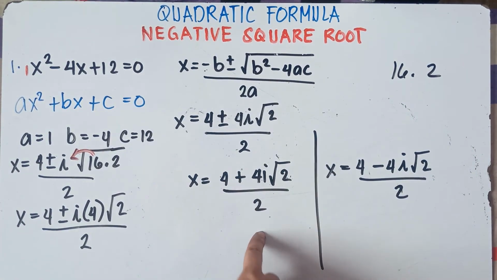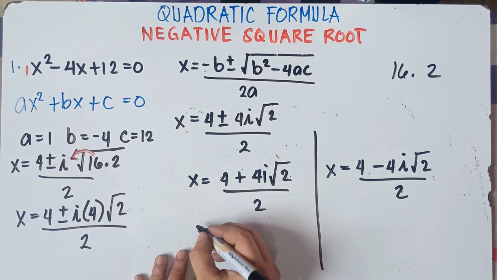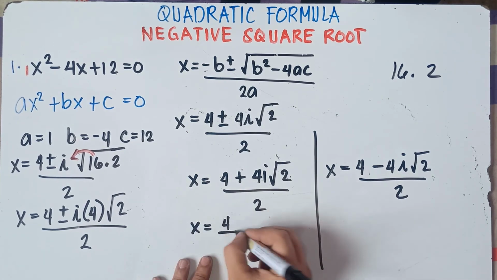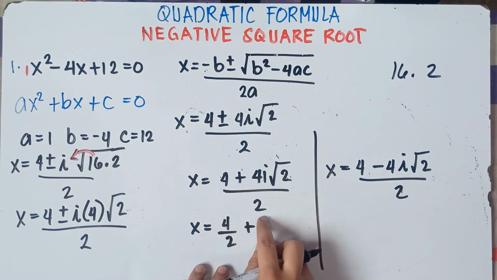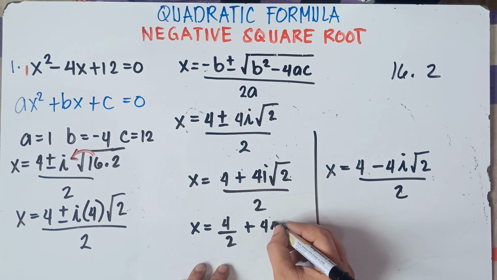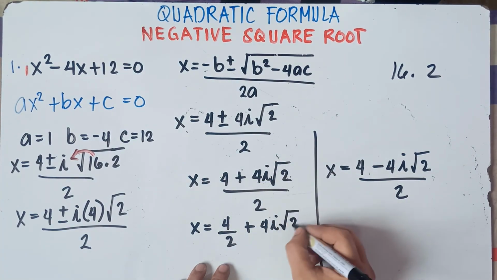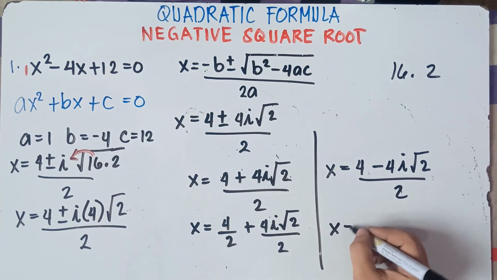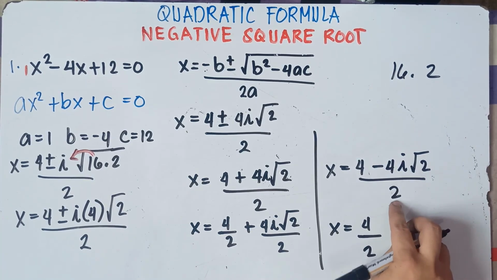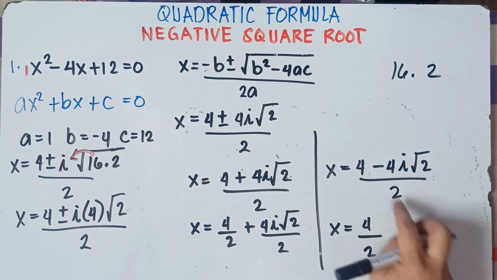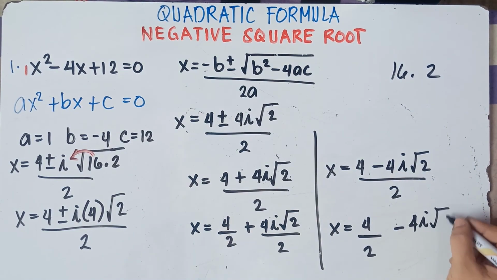So, can we simplify this one? Can we divide 4 by 2? Yep, we can divide this one. So, let's make it individually. This will be x equals 4 divided by 2 plus, let's separate, class, for us not to be confused, 4 divided by 2, and the other one we have 4i, so this is i, class, 4i square root of 2 divided by 2. And the other one, x equals 4 over 2. Once again, class, this fraction 2 means that you divide these terms by 2. So we can do it individually: 4 divided by 2 minus 4i square root of 2 over 2.